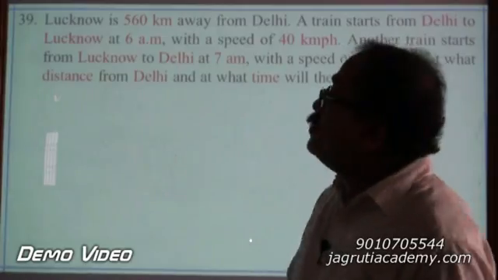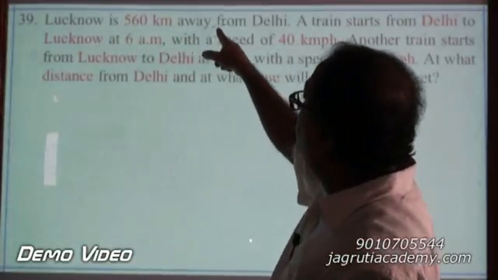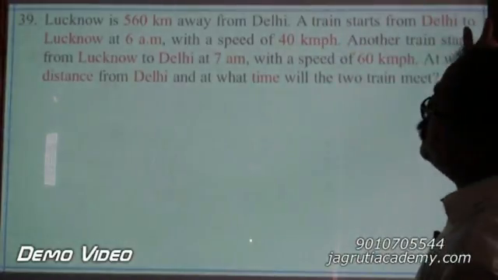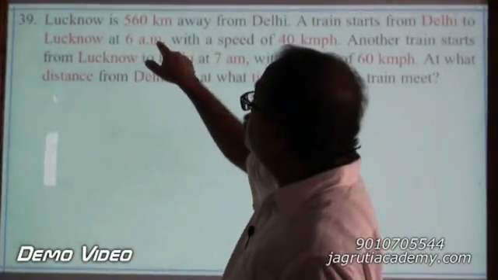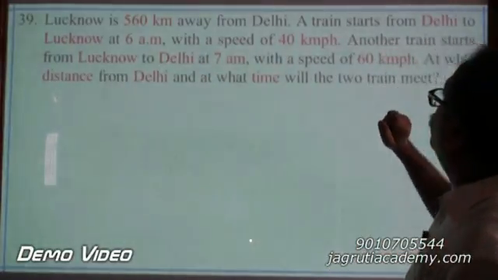Question number 39. Lucknow is 560 km away from Delhi. A train starts from Delhi to Lucknow at 6 a.m. with a speed of 40 km per hour.